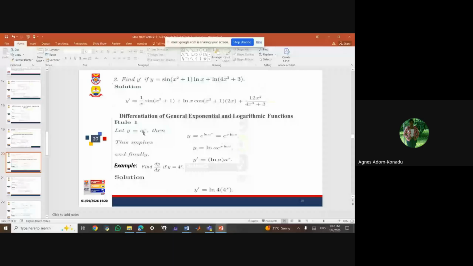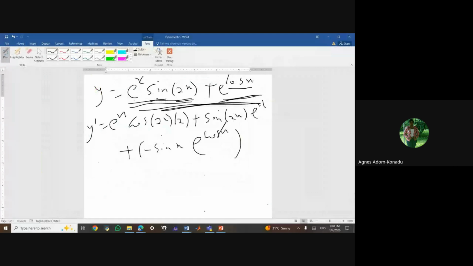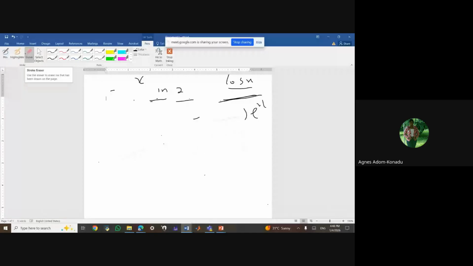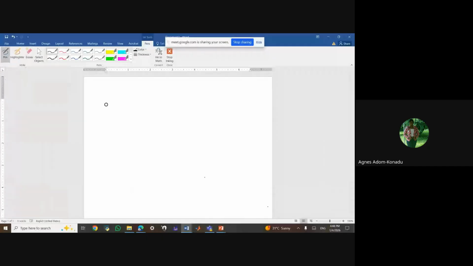Then we also have the differential of the general exponential y is equal to a to the power x. Anytime you have a function like this with something up there, you introduce ln to bring the power down. So you have y is equal to a to the power x. Anytime you have something like this, first you introduce natural log.